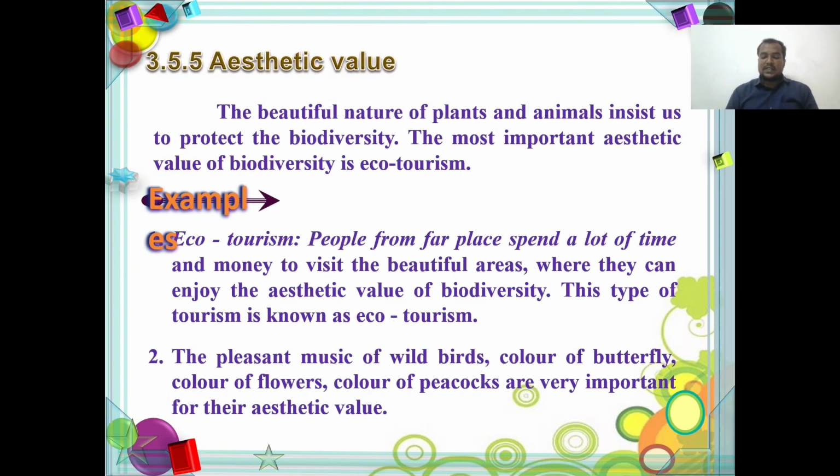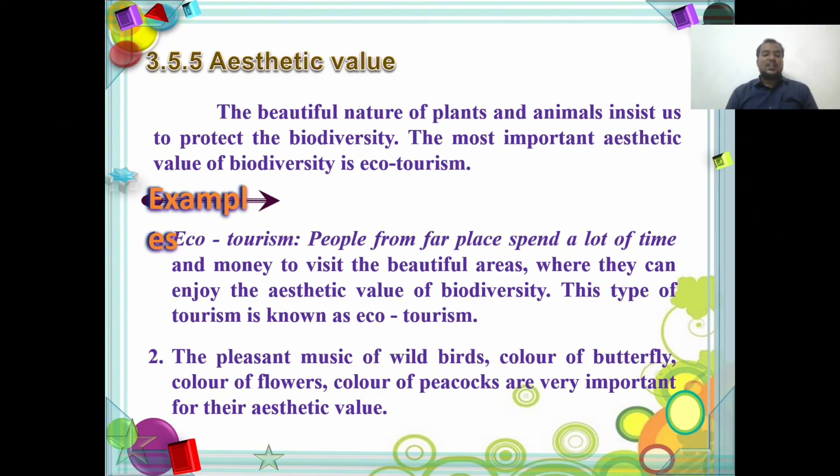So, aesthetic values. These aesthetic values arise because the beautiful nature of plants and animals insists that we protect biodiversity. The most important aesthetic value of biodiversity is ecotourism. For example, people from faraway places spend a lot of time and money to visit beautiful areas. In Tamil Nadu, most people visit Ooty, Kodaikanal, Erode, and some other places, spending a lot of money and time to visit these beautiful places.